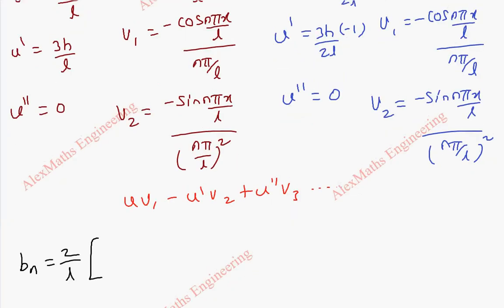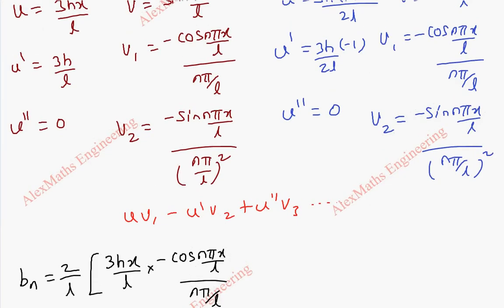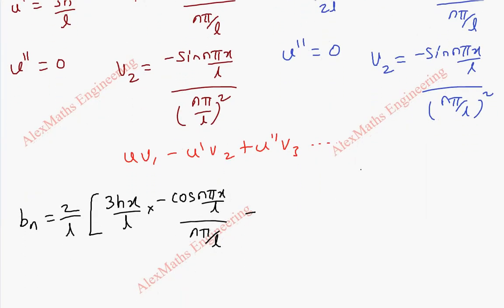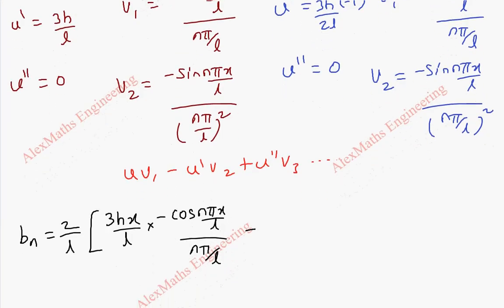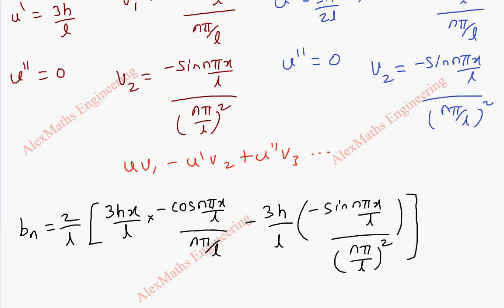Now this is uv1. U is 3h x by L. V1 is minus cos n pi x by L by n pi by L. So we substituted V1. Similarly, minus u dash, which is 3h by L, so 3h by L and V2 is minus sine n pi x by L by n pi by L whole square. And we have u double dash is 0, so we can stop here and put the limit 0 to L by 3.